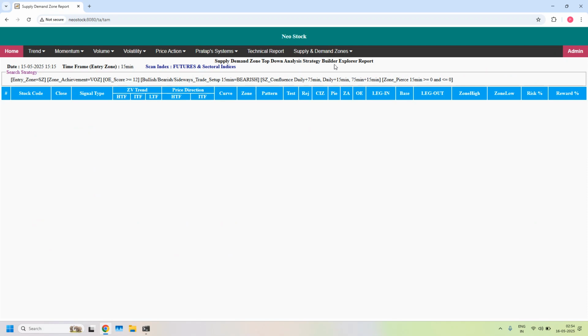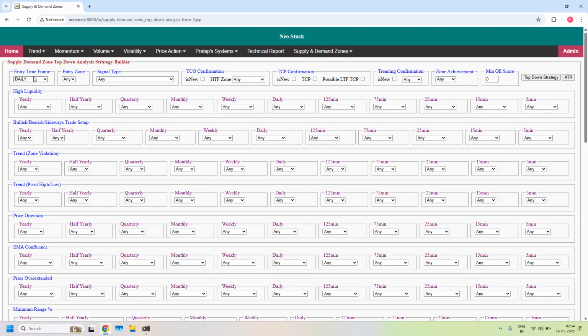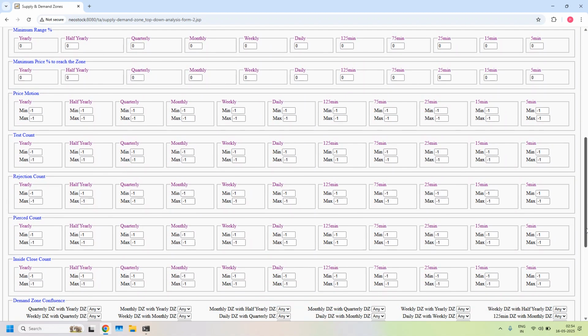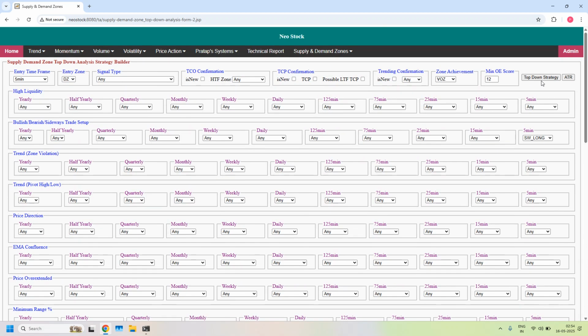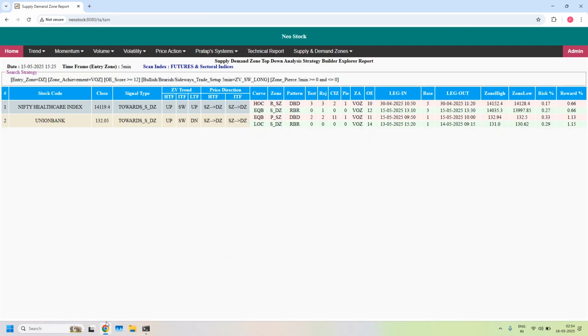Next we will look into hourly income trade stocks. Entry time frame 5 minutes. Entry zone, demand zone, bullish, bearish or sideways trade setup at 5 minutes. Sideways long, I am selecting. Zone achievement VOZ, minimum order enhancer score 12. And also the pierced count, the 5 minutes demand zone should not be pierced. So minimum value 0, maximum value 0. With these filters, we got 2 stocks.